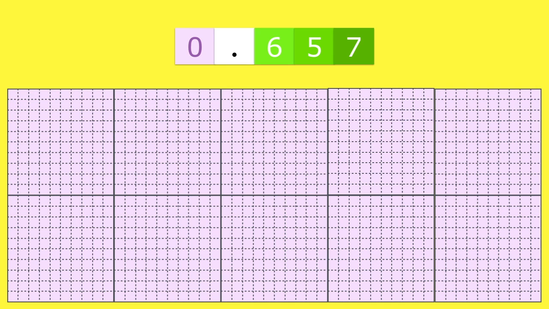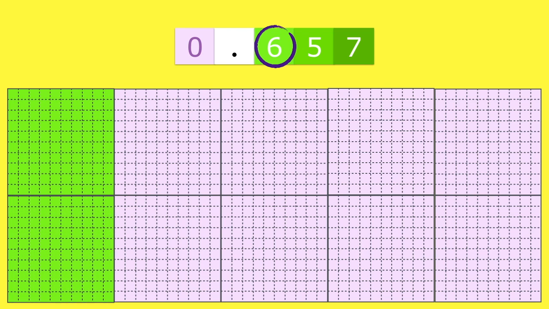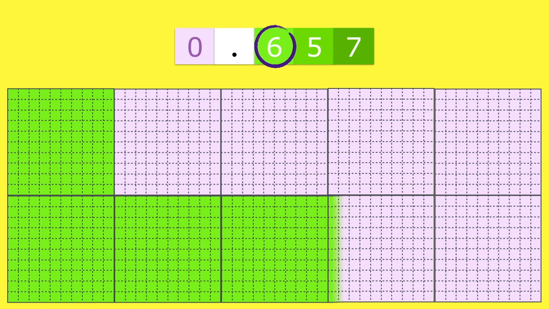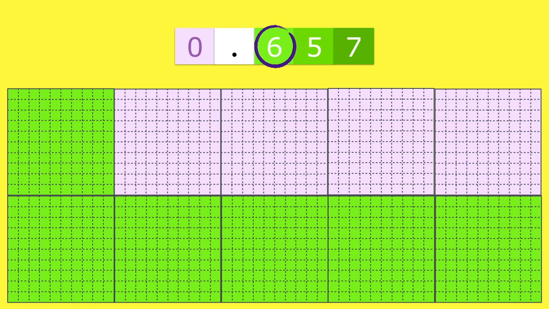In this number, 6 is in the tenths place. We are reading from left to right, just like how we read numbers. Let's color in 6 tenths squares to show this. 1, 2, 3, 4, 5, 6. See how we have colored 6 out of the 10 big squares to demonstrate 6 tenths?